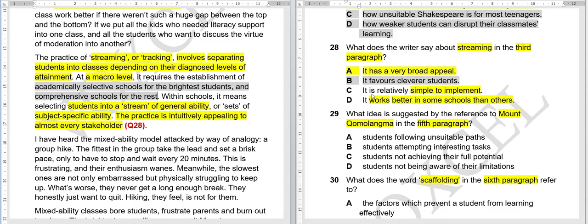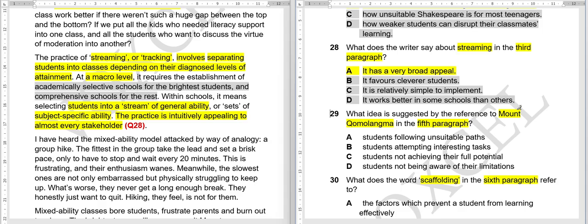C option, it is relatively simple to implement. There is no mention that it is easy to implement or difficult to implement. There is only mention of how it can be implemented. But whether it is easy or difficult, there is no mention about that. D, it works better in some schools. Again, it is not mentioned that only some schools will benefit from it and others will face difficulty. There is no mention about these kinds of things, so D cannot be our answer.